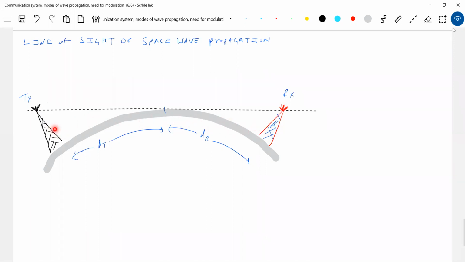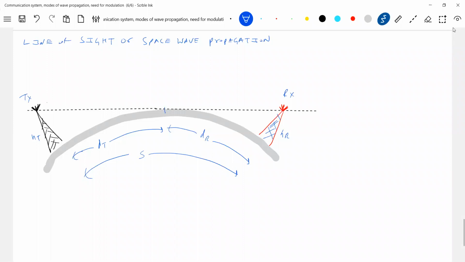It all depends on the height of the antenna. So this is the height, and this is the height of the receiving antenna. And all of this becomes the range. Range means don't take it along the surface of the earth, you have to measure the range or distance. So this coverage can go up to even a few hundred kilometers. This is called line of sight.